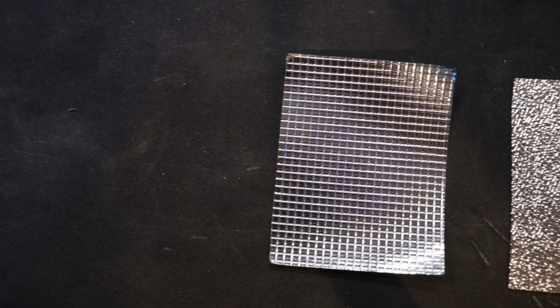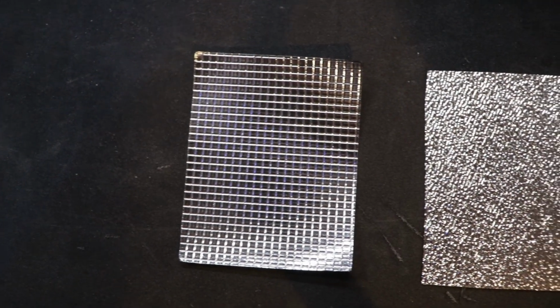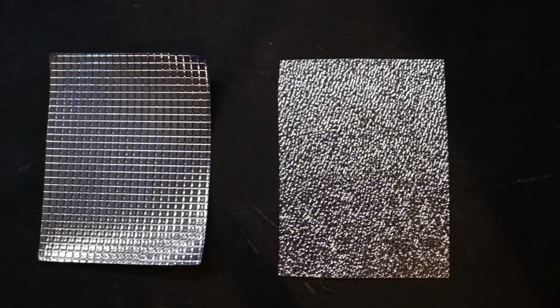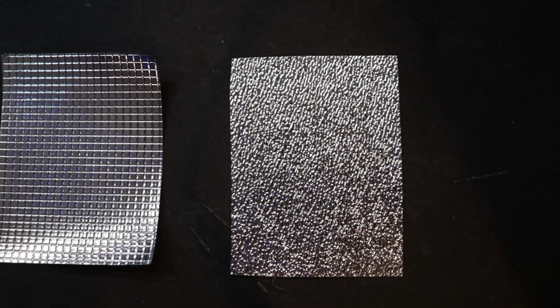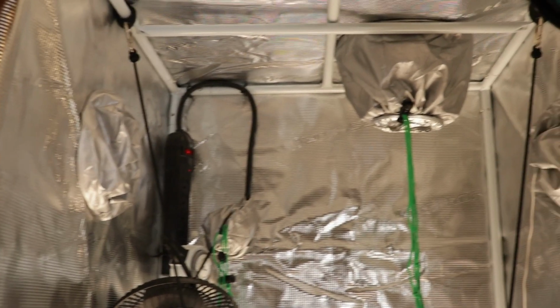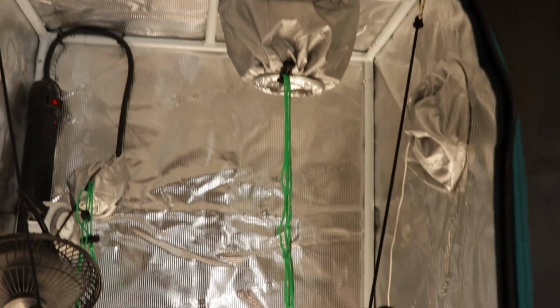The interior of the Mars Hydro Indoor Grow Tent is comprised of a highly reflecting diamond mylar. Other brands' mylar reflective rates are as low as 50%, so they won't give you enough light. The 1680D canvas is tear resistant and double stitched for optimum light locking. The grow tent from Mars Hydro retains 100% of the light beams inside, allowing your plants to absorb more light.